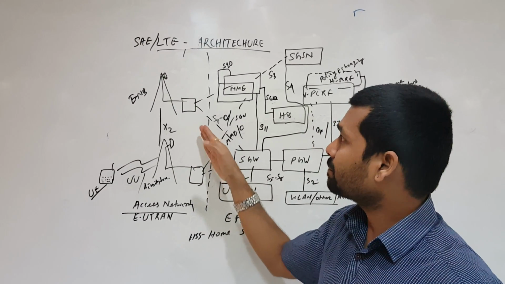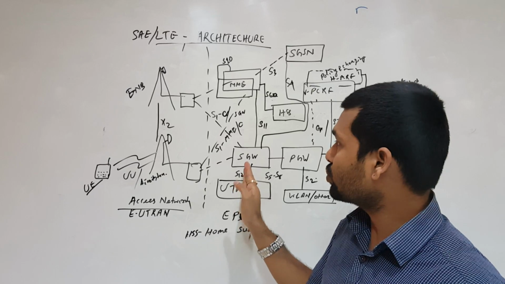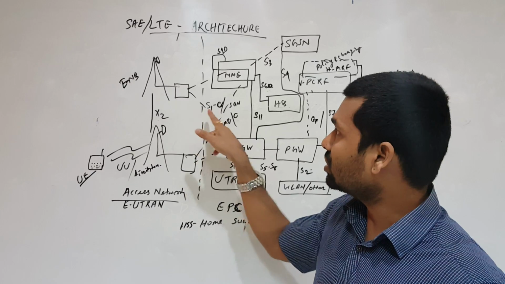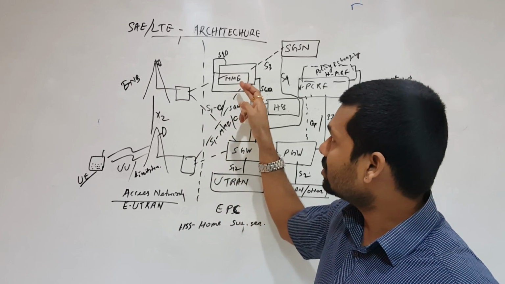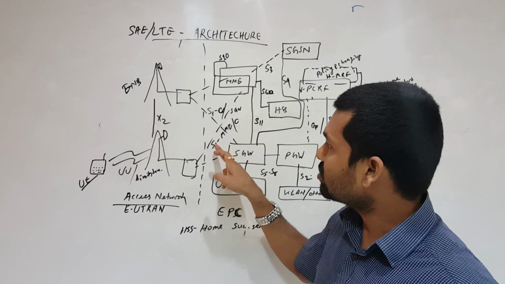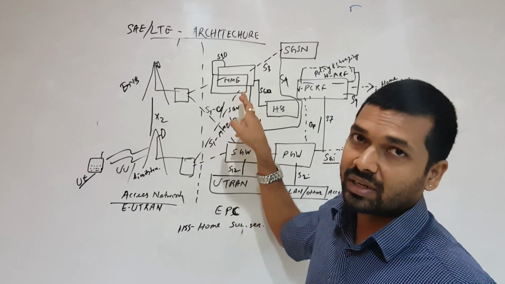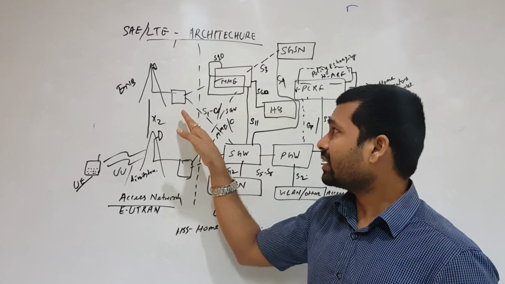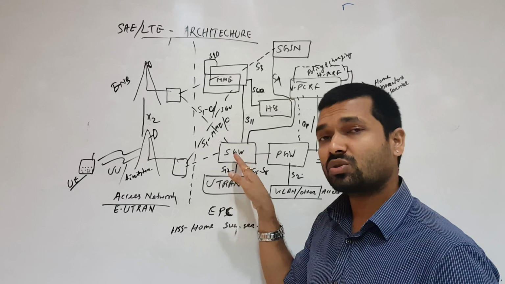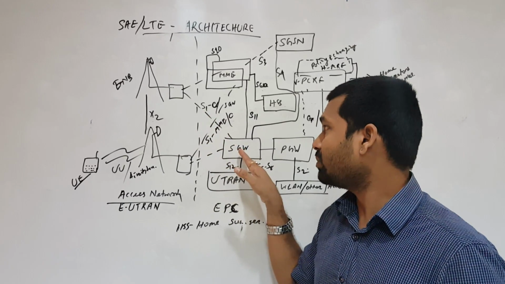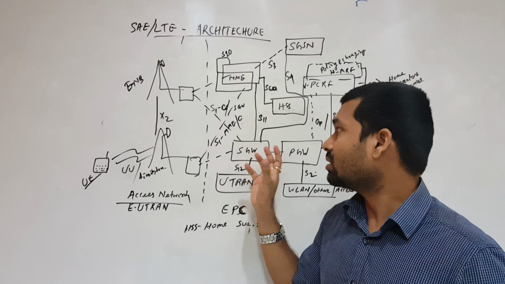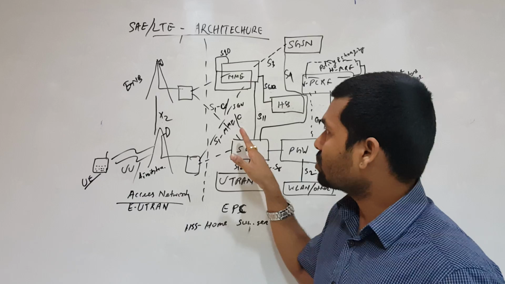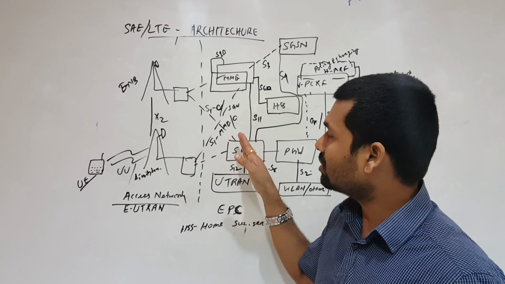Then moving forward from E-node B to the MME and to the serving gateway, we have two interfaces. One is called S1 control plane, or S1-MME, between the MME and E-node B. All the control signaling is carried through this link through the MME. The second interface is the S1 user plane towards the serving gateway, or S1-SGW. The data is transmitted and received, and this interface is responsible for that. So this is the third interface we came to know.